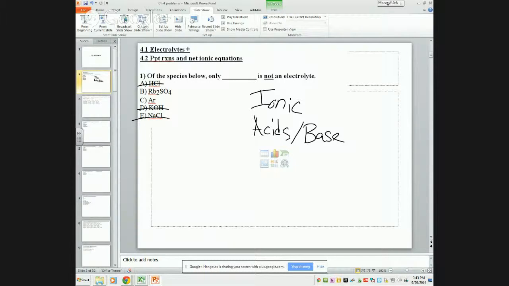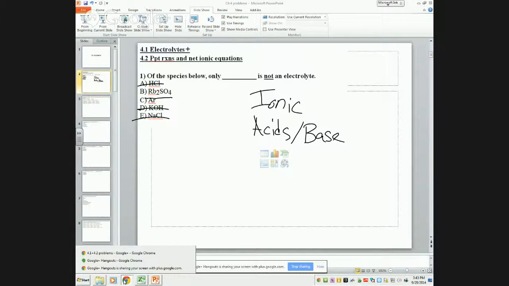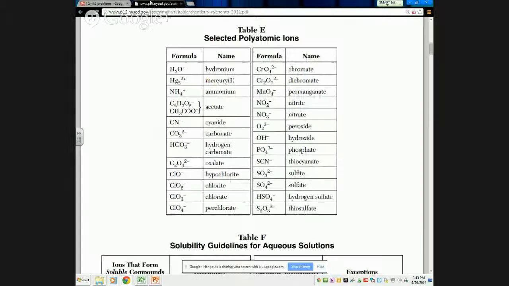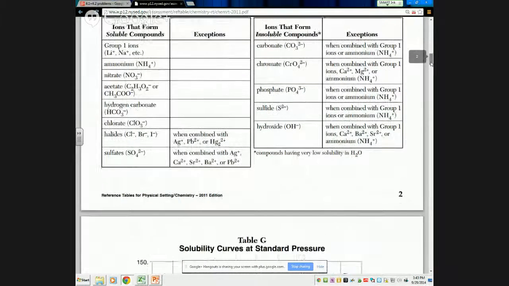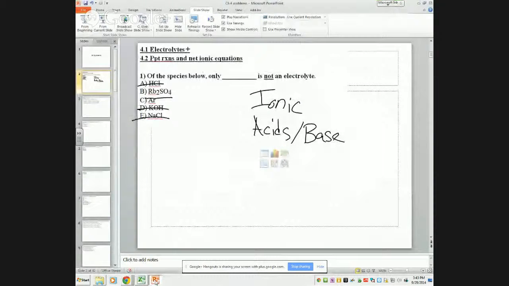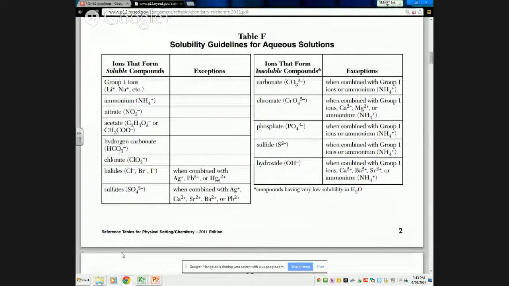And this Rb2SO4, well, I don't remember if that's soluble or not. You could cheat and look at your reference tables, which is, here they are. And you can look for the solubility rules on table F. But hopefully you'll start to just kind of remember them. So go back to the PowerPoint. SO4 is what we're looking for. I find SO4 down here.